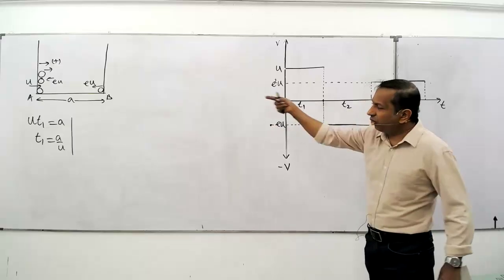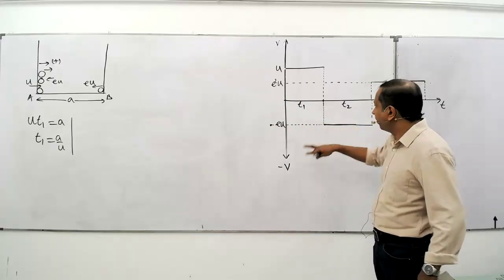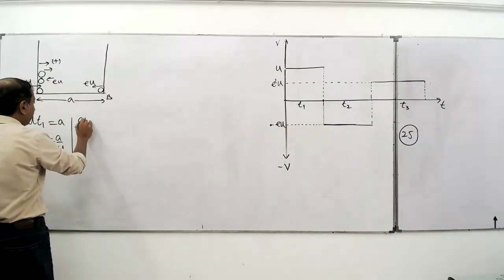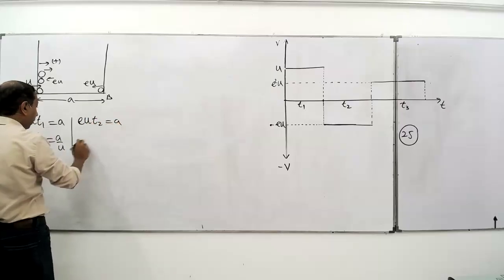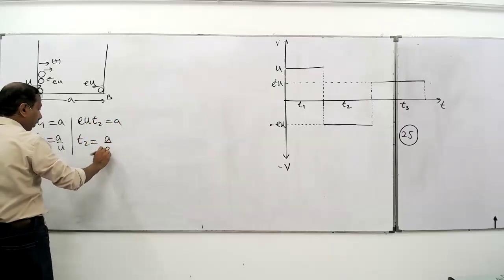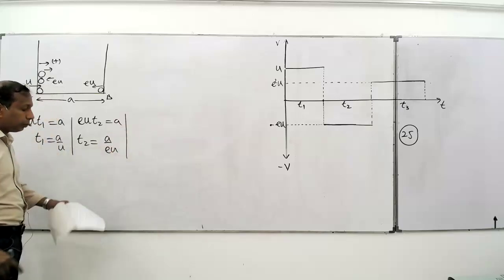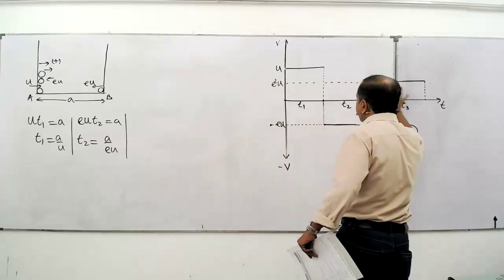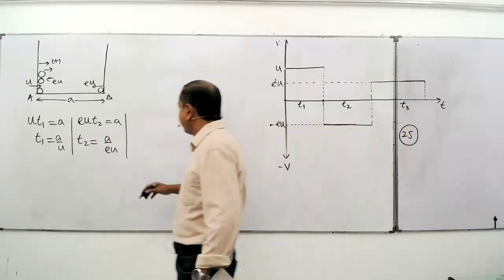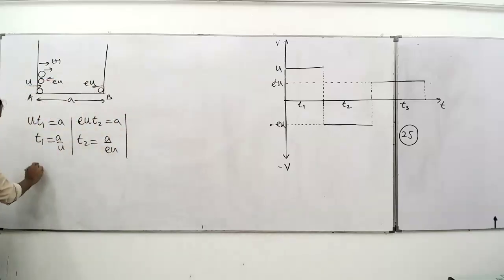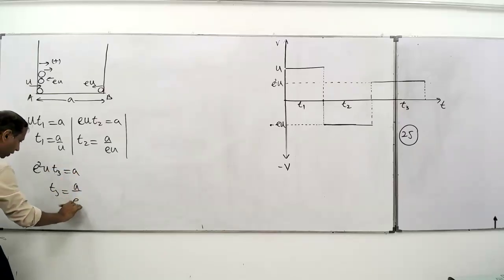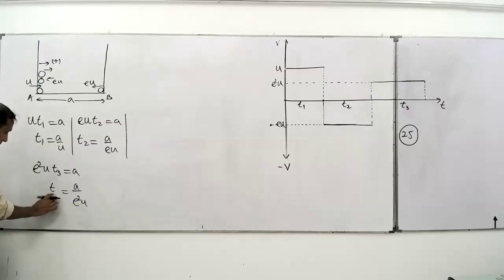Don't take this minus sign. Minus sign says going backward. Take away this minus sign. eU into T2, also A. T2 is A over eU. Third one, this area also A. e squared U into T3, also A. T3 is A over e squared U. Right. What am I asking now?